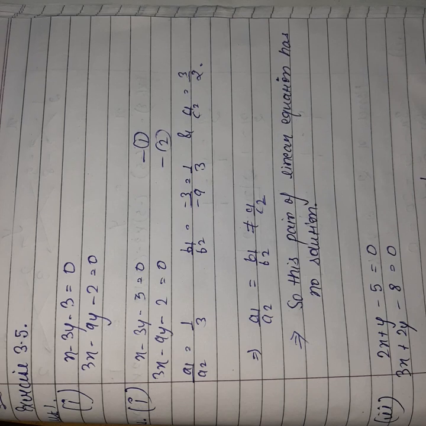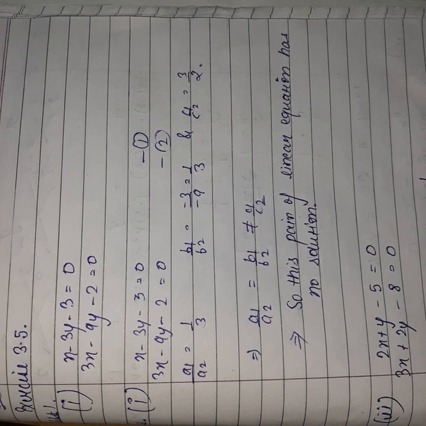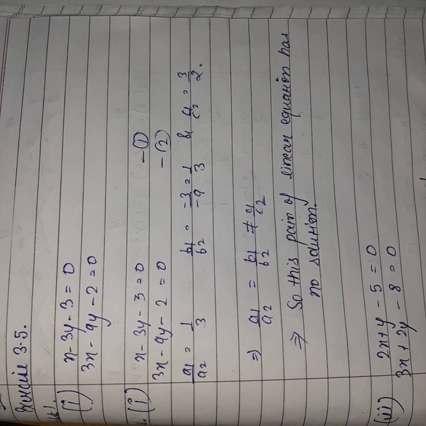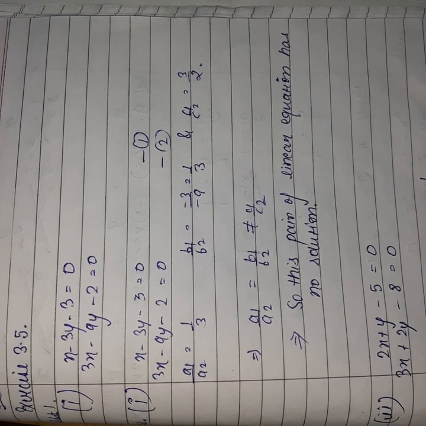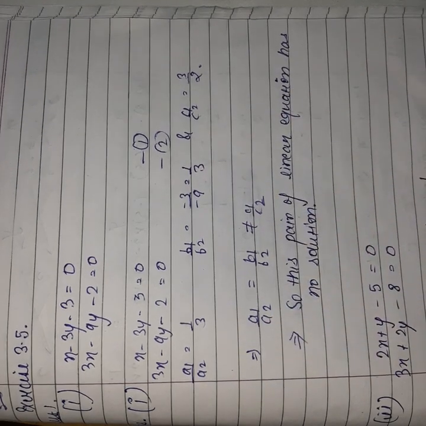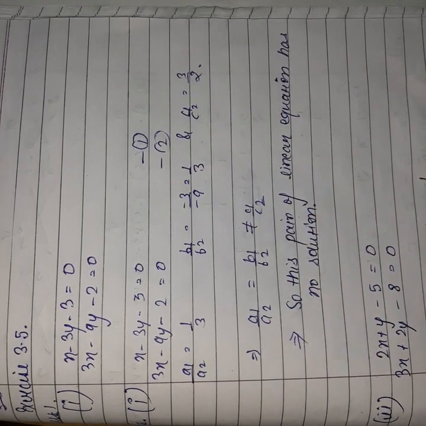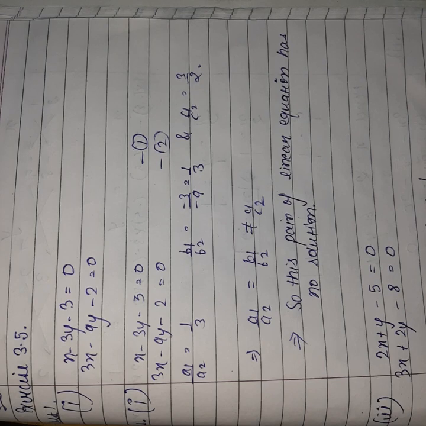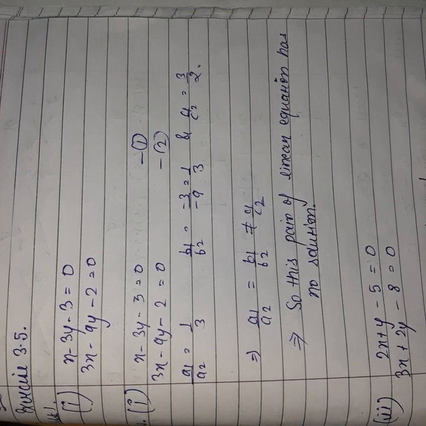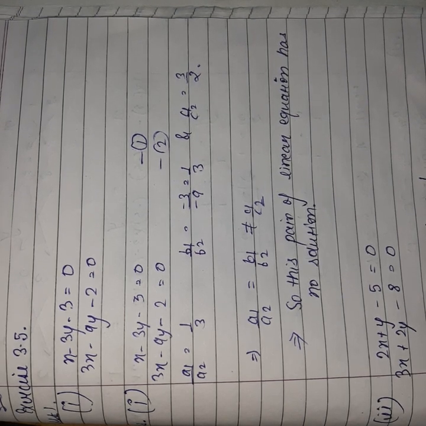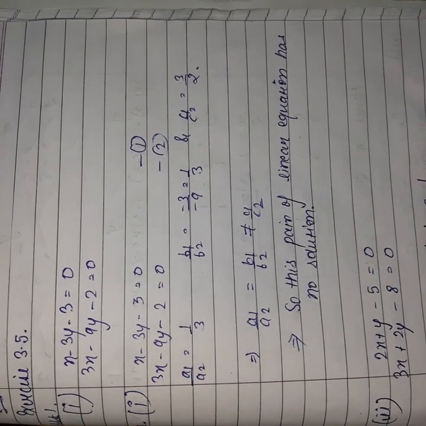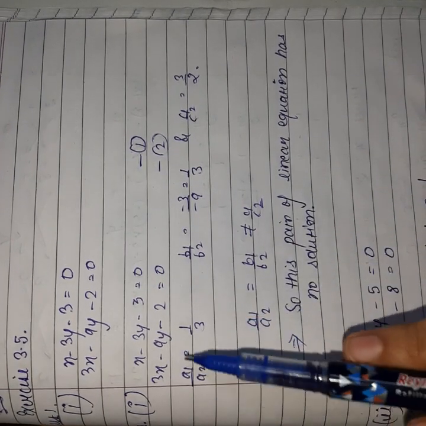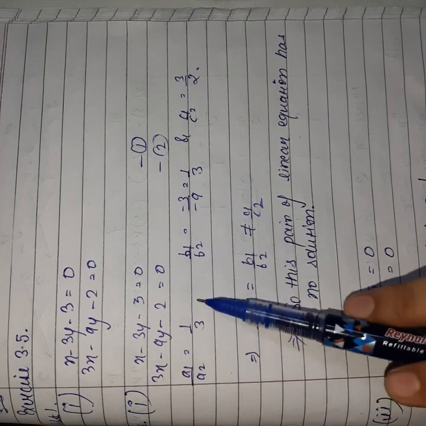In this question, we have two equations: x minus 3y minus 3 is equal to 0 and 3x minus 9y minus 2 is equal to 0. These are the conditions that we have already done in exercise 3.2 or 3.1: how to find out whether you have a unique solution, infinitely many solutions, or no solution at all. For that, we take proportions of the same variable.